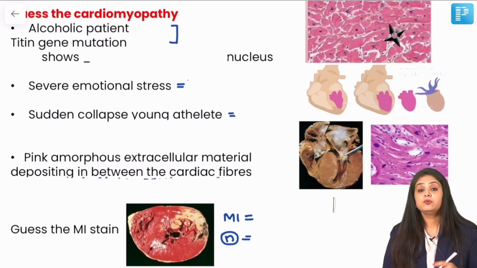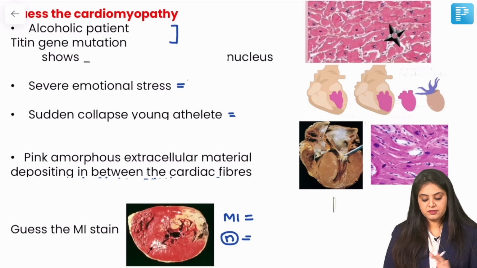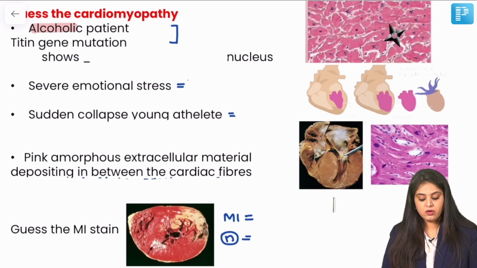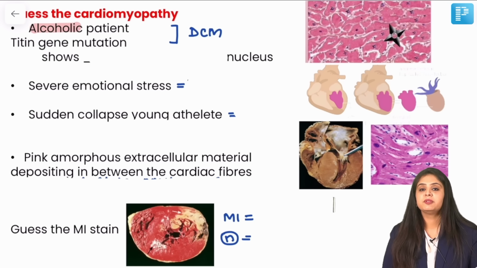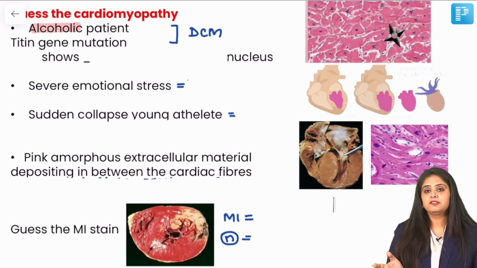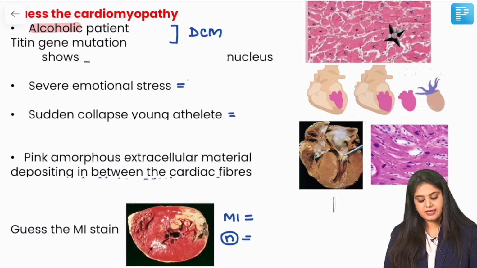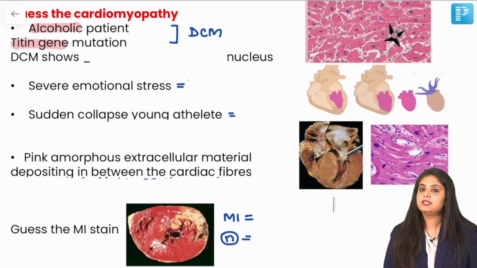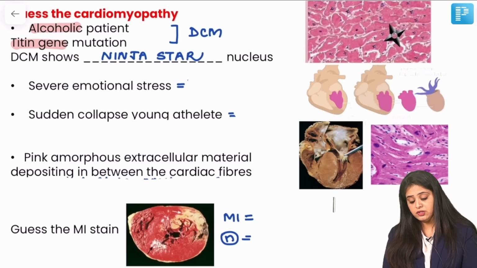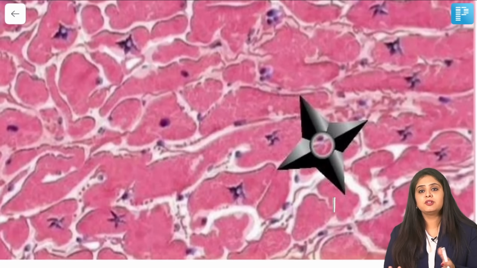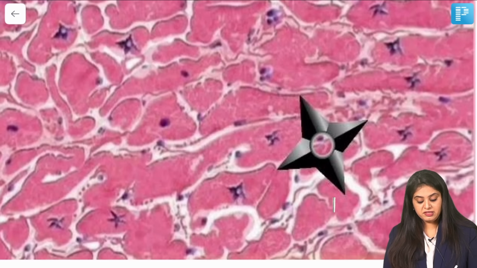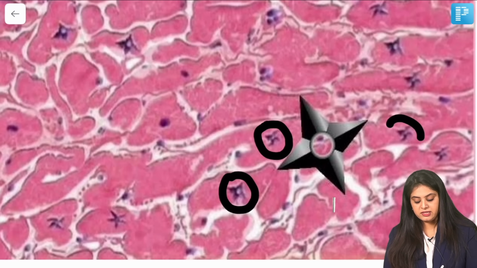Now let's move on and do all the cardiomyopathies and the other heart related images in one slide. Whenever they give you a history of an alcoholic patient, there is only one cardiomyopathy coming to my mind, that is DCM. And instead of alcohol, if they say it's a genetic alteration, then that would be the titin gene mutation. If they want to give me an image of dilated cardiomyopathy, it is always the ninja star nucleus, with the good news being this is the only image available on the internet.